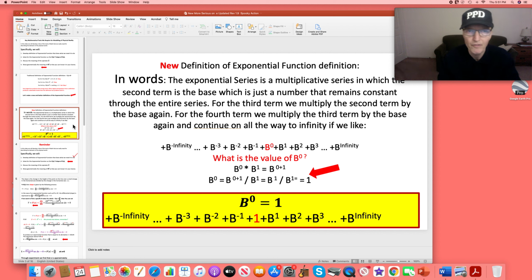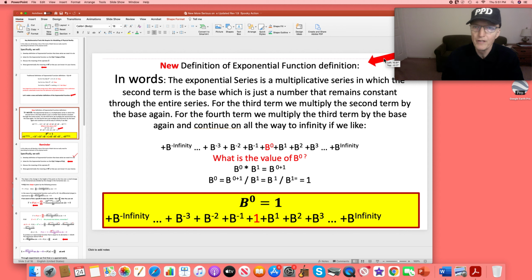Wow, we got here so fast. New definition up here at the top, new definition of the exponential function. So I'm going to do it in words first. The exponential series is a multiplicative series in which the second term is the base, which is just a number that remains constant through the entire series.